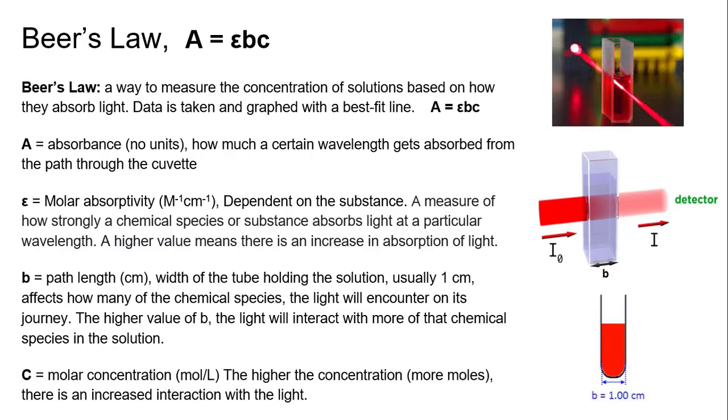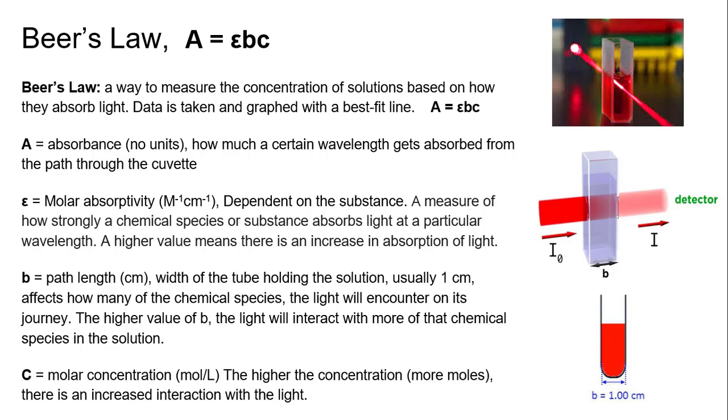Okay, so this takes us to Beer's law. So a spectrophotometer is used. You collect either percent transmittance or absorbance, and then you take that data and you usually graph it. You do not just use the instrument and walk away. This is usually information that needs to be graphed to show or indicate something with solutions. So Beer's law is a way to measure the concentration of solutions based on how they absorb light. The data is taken and graphed with a best fit line.